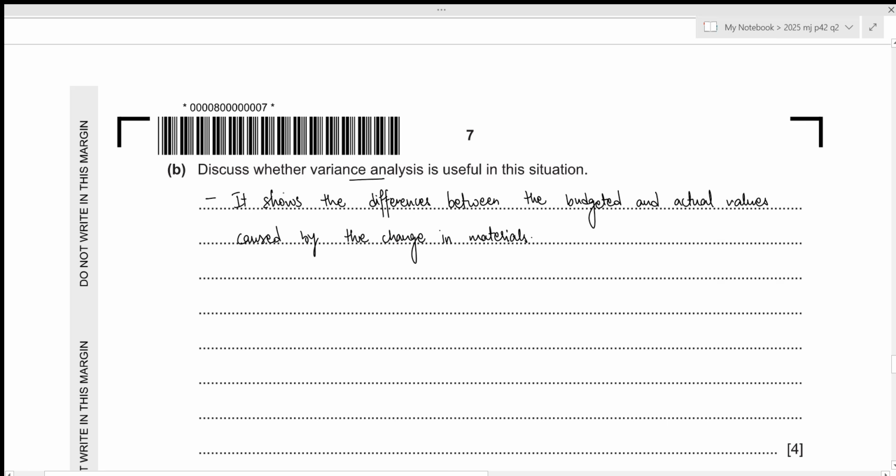And this is a format, so we need 4 comments. And also the keyword here is discuss. So we do not need any one final decision. We just need to write down various comments about it.